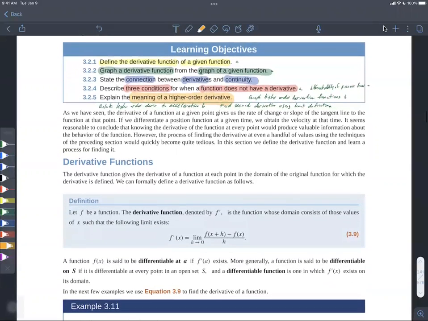Okay, so as we have seen, the derivative of a function at a given point gives us the rate of change or slope of the tangent line to the function at that point. If we differentiate a position function at a given time, we obtain the velocity at that time. It seems reasonable to conclude that knowing the derivative of the function at every point would produce valuable information about the behavior of the function. However, the process of finding the derivative at even a handful of values using the techniques of the preceding section would quickly become quite tedious. In this section, we define the derivative function and learn a process for finding it.